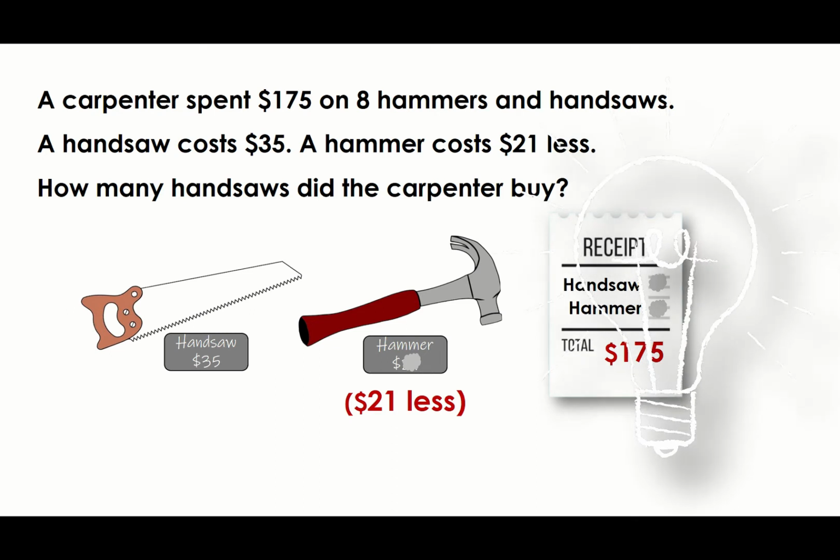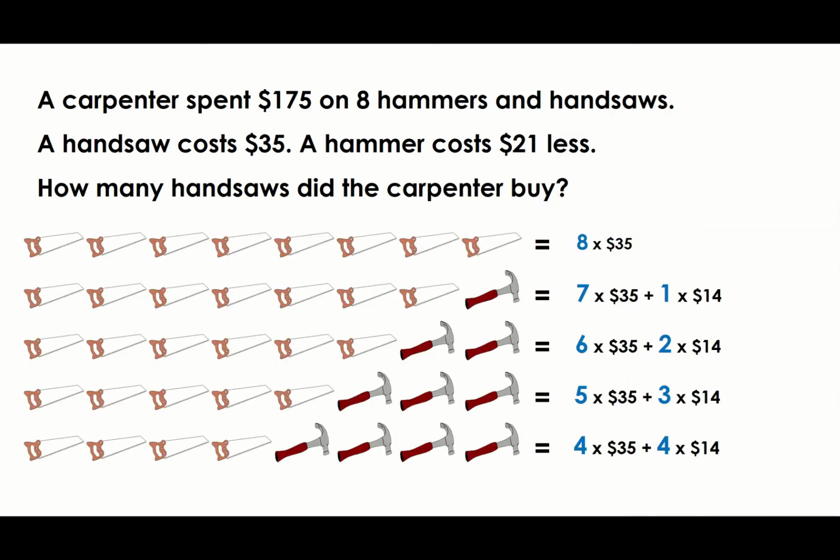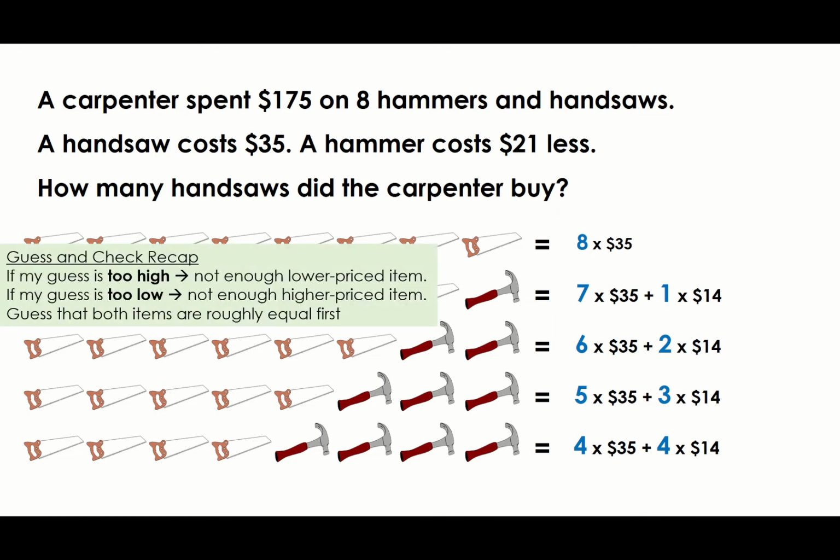Now, if you recall the guess and check method, you may try to use it, and essentially it looks like this. We may find out whether 8 handsaws will cost $175. If not, then we try 7 handsaws and 1 hammer. Of course, I would have easily found the price of 1 hammer. If not, then I'll try 6 handsaws and 2 hammers, and so on and so forth until you finally get the answer. Of course, it is very slow, but it is still a possible way to get the answer.